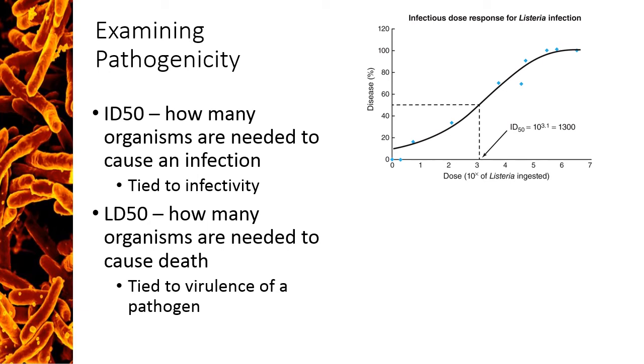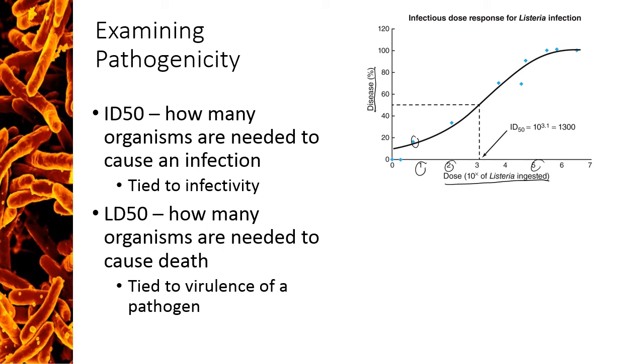You can see down here at the bottom we have the dose of the listeria, so 10 cells, 20 cells, 50 cells, so on and so forth that were given to the mice. And here on the y-axis we have the percentage of the mice that got sick. So if you gave them 10 microbes that they ingested, just under 20% of them got sick.